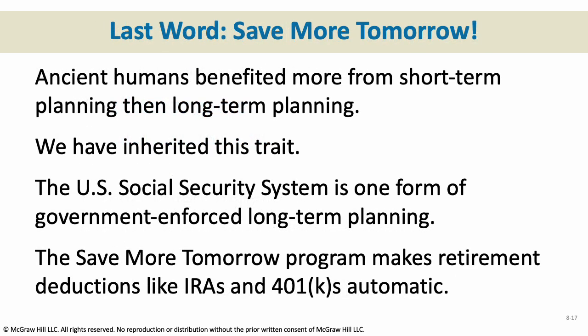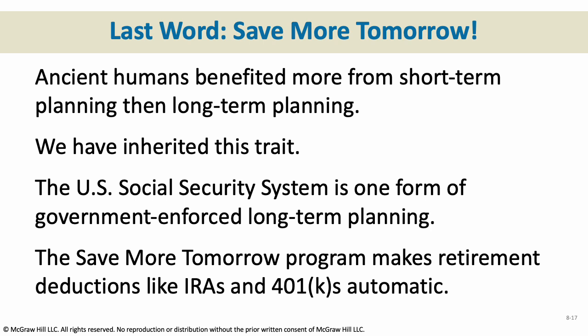And finally, ancient humans benefited more from short-term planning than long-term planning, and we've inherited this trait. Why? Ancient humans had to survive constantly in the here and now. They were constantly at risk, let's say, from predators and then later on in the ancient world, war and things like that. And they were benefiting more from short-term planning than long-term planning because they needed to survive. And this is a problem. Most consumers, most people, focus much more on the here and now than in the future.